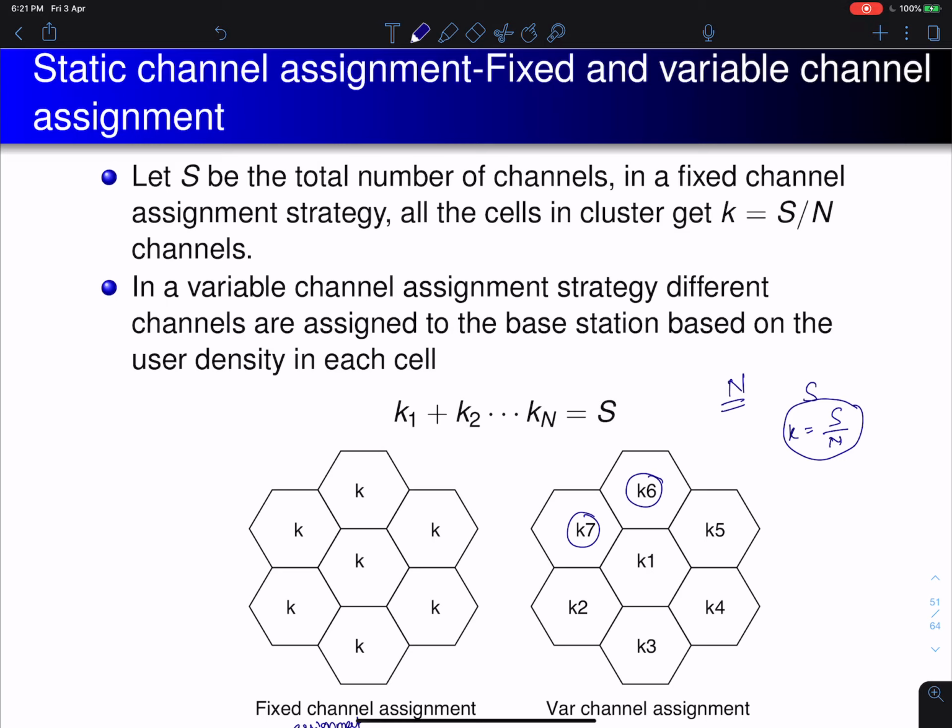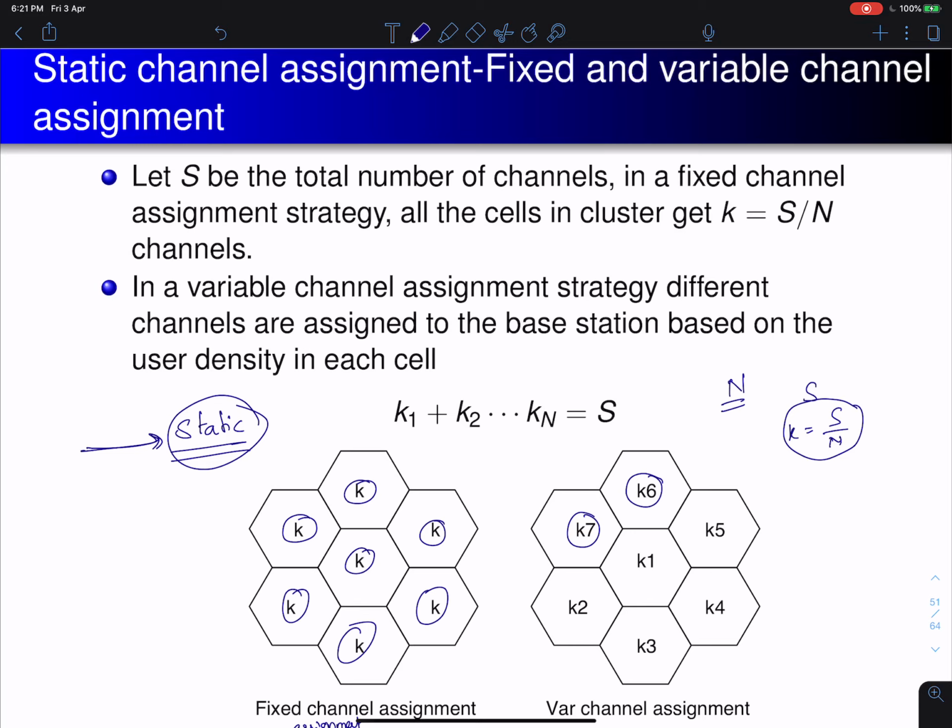In that case, this falls under the umbrella of what we call static channel assignment, meaning once I assign the channel, I'm never going to change it. Those are called static channel assignment strategies. Now, in a static channel assignment, the first, obvious way is to give an equal number of channels to all the cells. So this is a non-discriminative, blind assignment of channels.